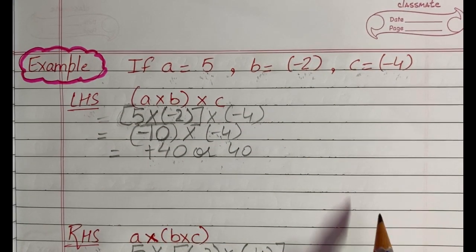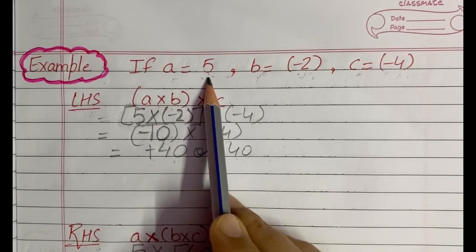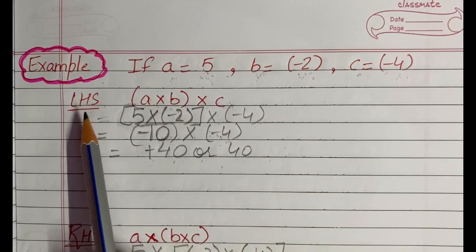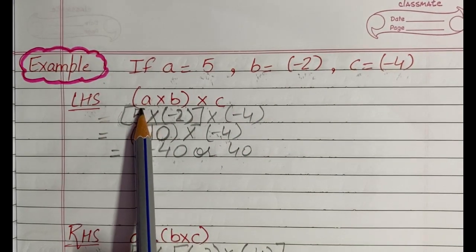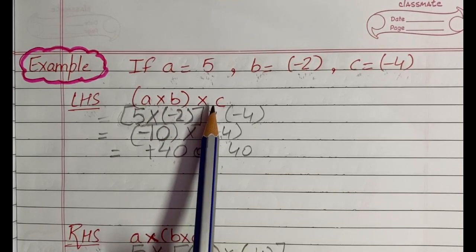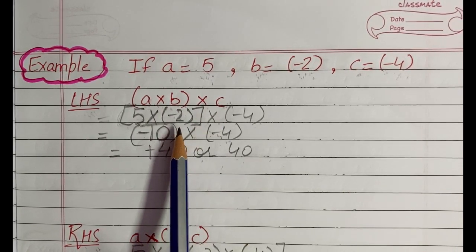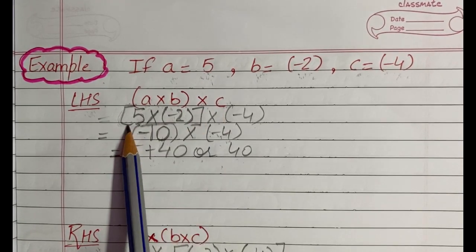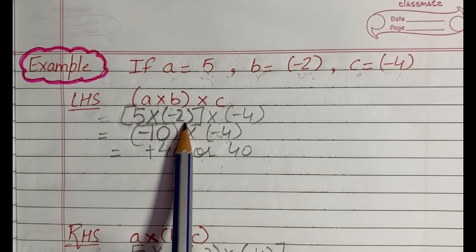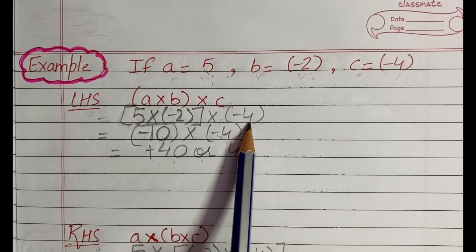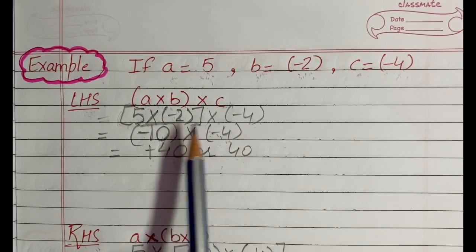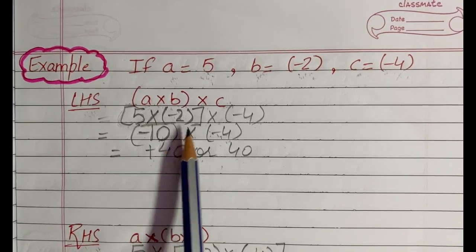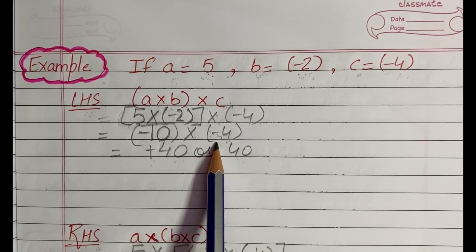Now students, in this example I have taken a as 5, b as minus 2 and c as minus 4, and LHS says that inside the bracket a multiplied by b, multiplied by c. Now students, firstly we will put the values of a, b and c. That is inside the bracket 5 multiplied by minus 2, bracket close, multiplied by minus 4. Now students, in the next step we will solve this bracket. 5 multiplied by minus 2 will give us minus 10, multiply as it is, and minus 4 as it is.